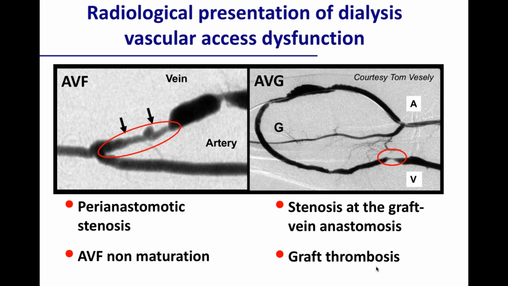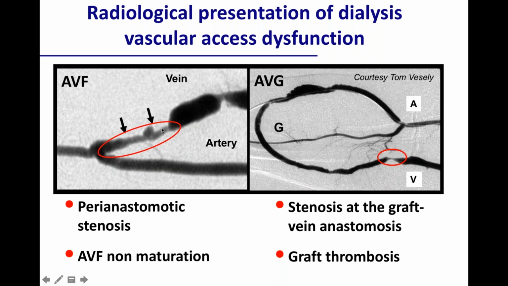Now, this slide describes to you the classical radiological presentation of dialysis vascular access dysfunction. And I'm really going to focus on the panel to the left. And you can see over here an angiogram of an arteriovenous fistula soon after creation, and you can see this very tight perianastomotic stenosis, which is often responsible for fistula non-maturation.